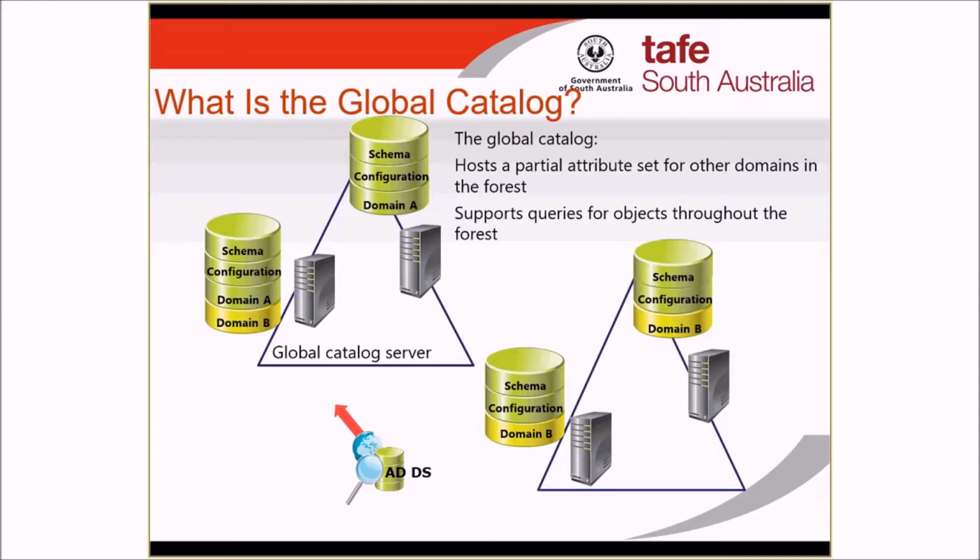The global catalog is like the index section. Instead of searching every domain in the whole forest, it's basically a partial attribute set. It's just a little bit of information, like the index, and allows you to search without getting all the details, but getting enough details so it can lead you on to find the actual object you're looking for in the forest.